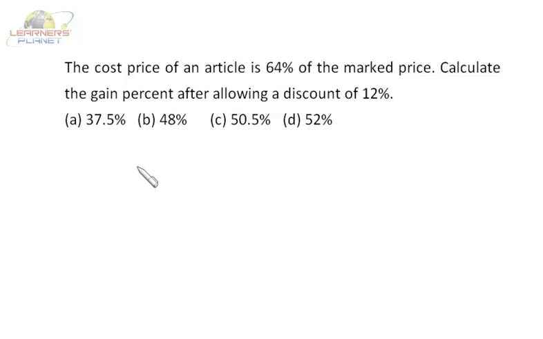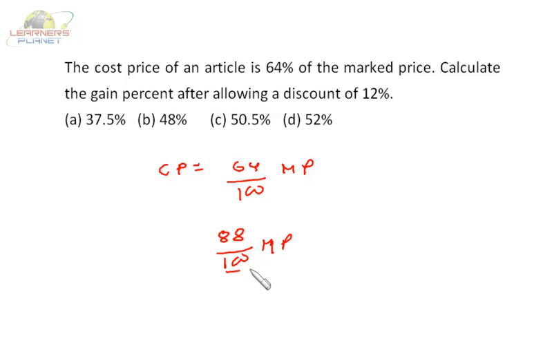Now let's see this question. The cost price of an article is 64% of the mark price. Calculate the gain percent after allowing a discount of 12%. Now cost price is equal to 64 by 100 of marked price. Now we have to find out the gain percent after allowing a discount of 12%. So after allowing a discount of 12% on the mark price, we are left with 88% of mark price. Okay, this is what the question is.